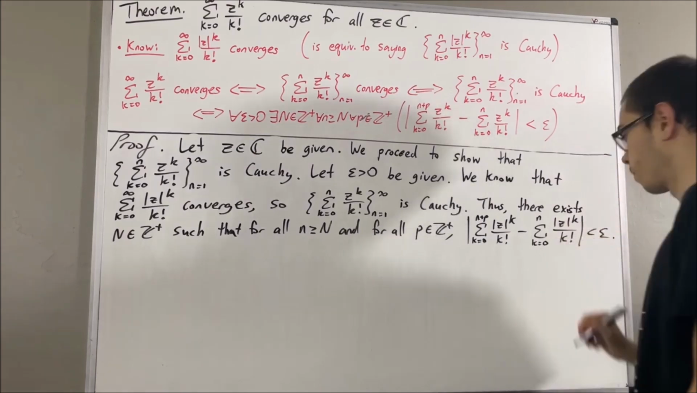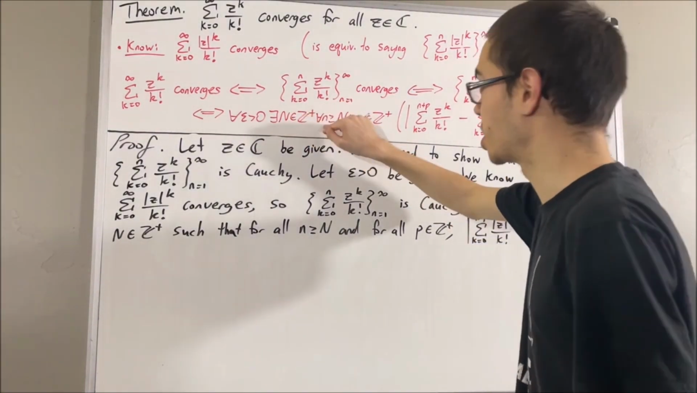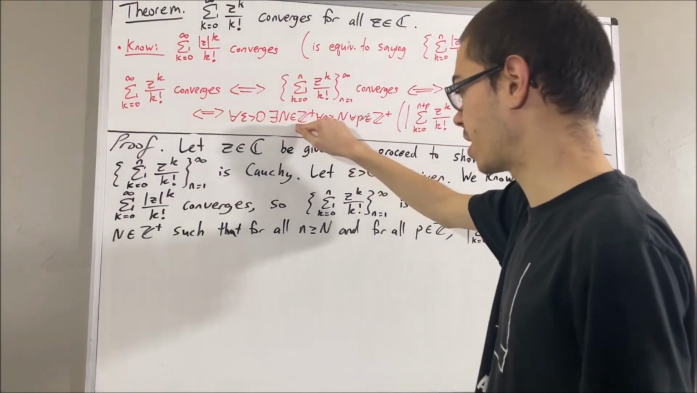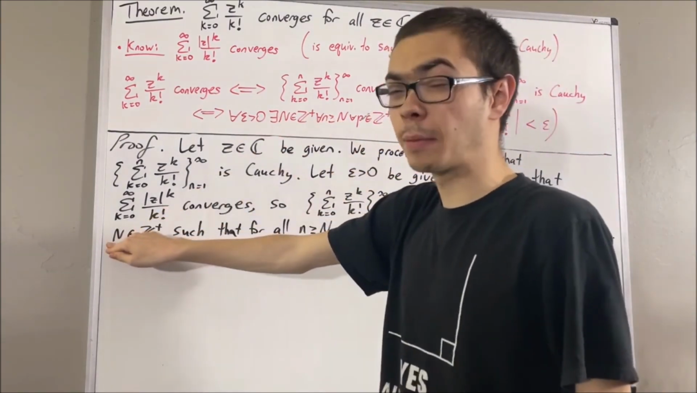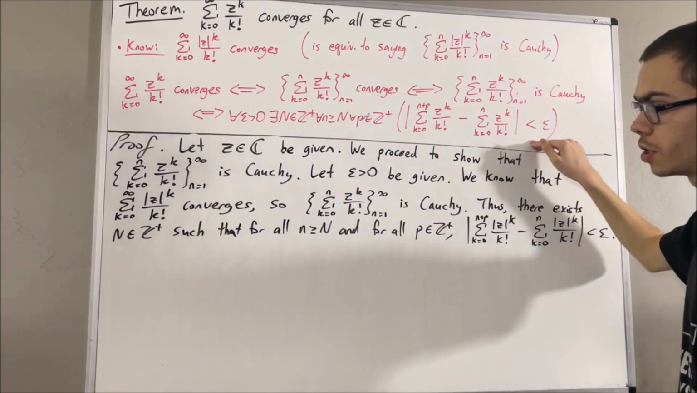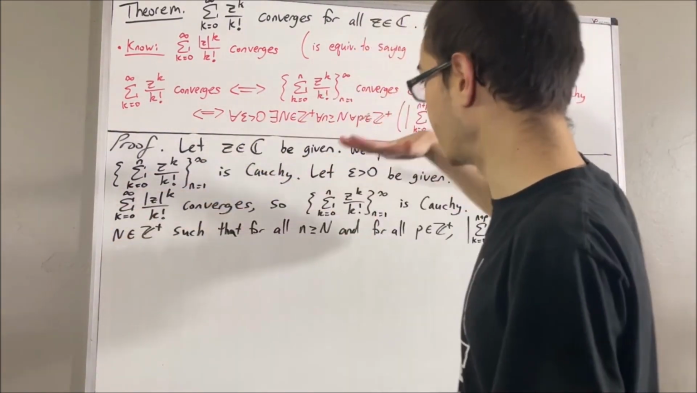Now remember, the whole goal has been to find a positive integer such that this statement is true. Well, the claim is, if we take this positive integer to be the capital N that we have in our proof, then this statement will be true.